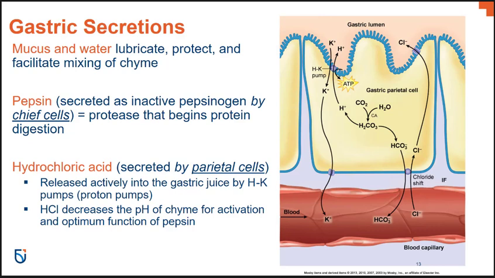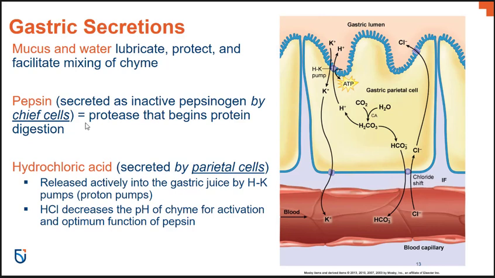Gastric juice is secreted by gastric glands, and so we call these exocrine glands, which have ducts that lead to the gastric lumen by way of gastric pits. Now that's a statement that we have discussed already in a previous lecture. Gastric juice contains mucus and water in order to lubricate, protect, and to facilitate mixing of the chyme.